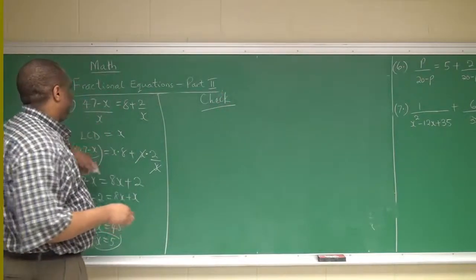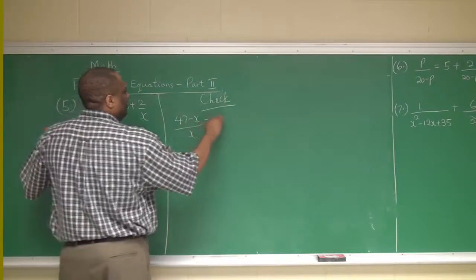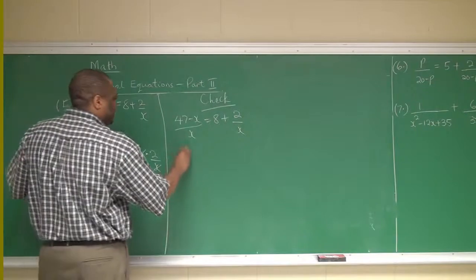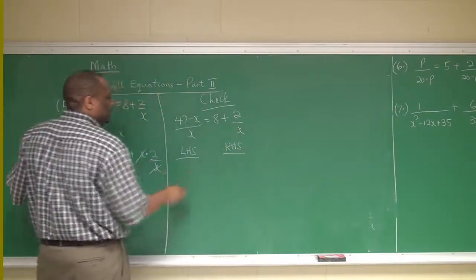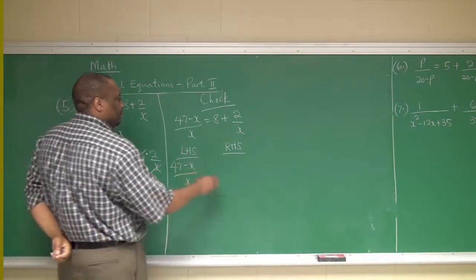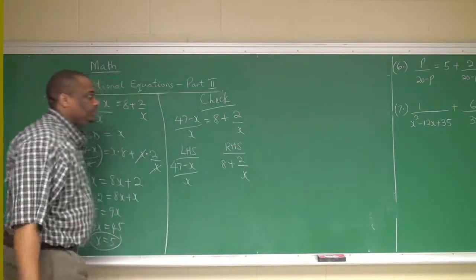So how do we check? We write the main problem: 47 minus X over X equal to 8 plus 2 over X. Then we write the left-hand side and the right-hand side. Left-hand side is what? 47 minus X over X. Right-hand side is what? 8 plus 2 over X.